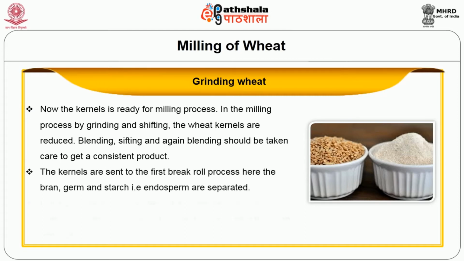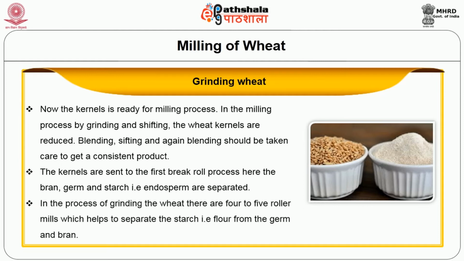The kernels are then sent to the first break roll process. Here the bran, germ and starch, that is the endosperm, are separated one by one. In the process of grinding the wheat, there are 4 or 5 roller mills which help to separate the starch, that is the flour, from the germ and the bran.